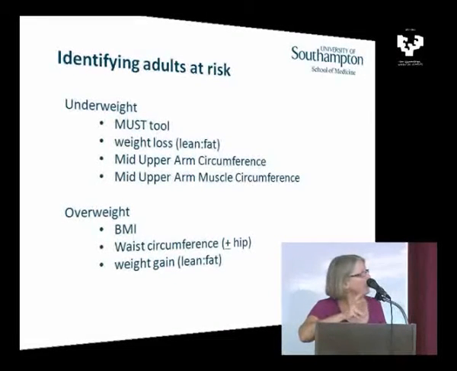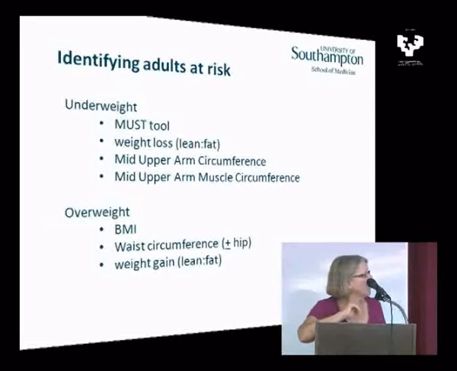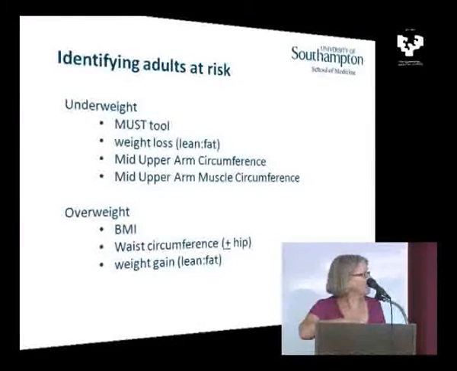Weight loss, mid-upper arm circumference, and mid-upper arm muscle circumference, which adjusts for the fat, and those are our standard formulae. And then overweight is BMI, waist circumference, or the waist-hip ratio, and weight gain.